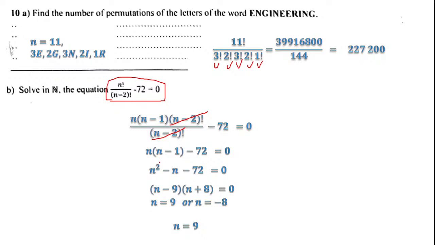So this gives us n squared minus n minus 72 equals 0. We can factorize or use the quadratic formula. We'll have n equals 9 or n equals negative 8. But what does the equation say? Solve in the set of natural numbers. So the only correct answer is n equals 9, because 9 is an element of the set of natural numbers.